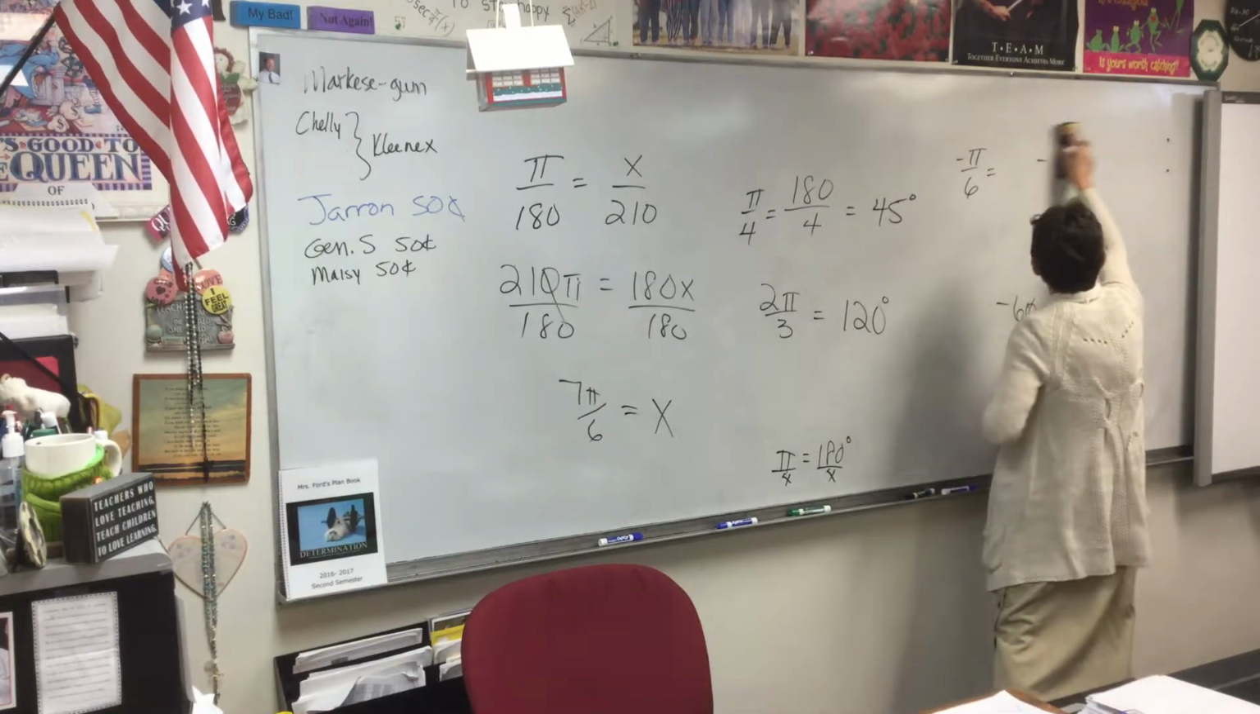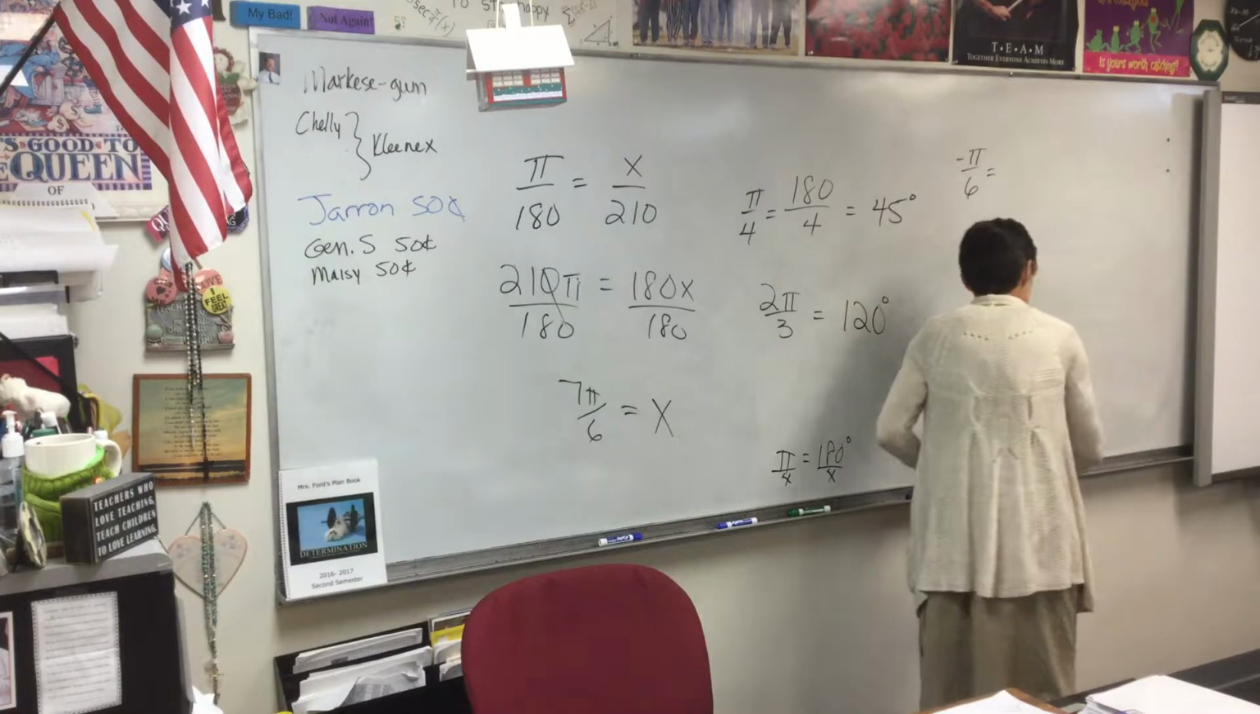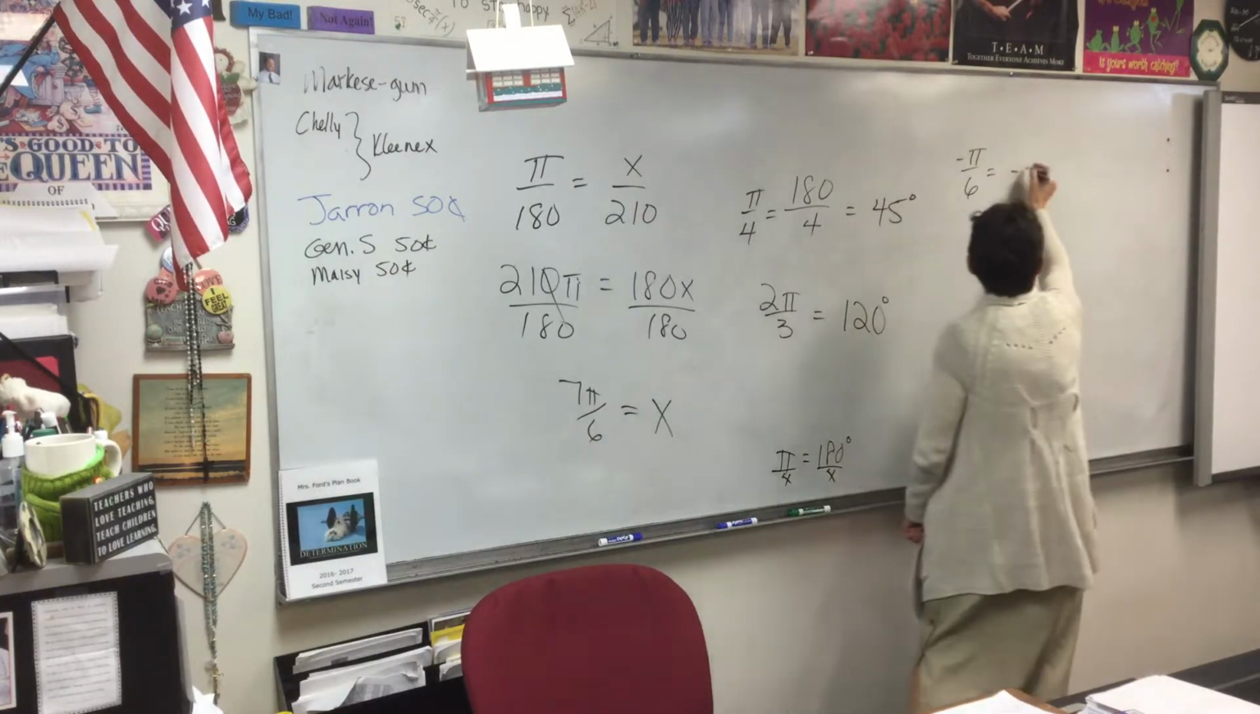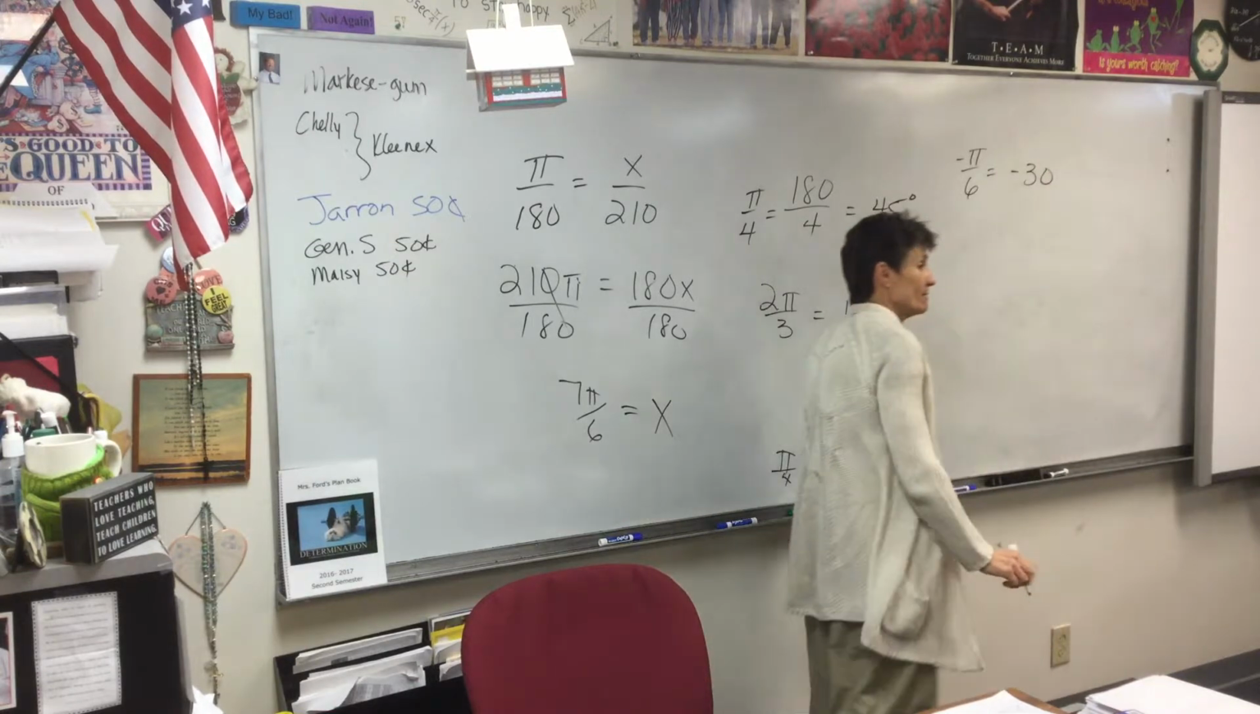Negative pi over 6. So negative 180 over pi over 6. Yep. So the answer would be 30, negative 30. Don't forget, you can't lose the negative. It would be negative 30.